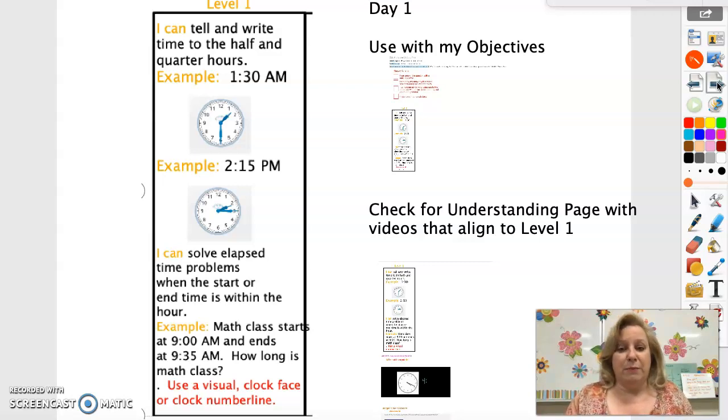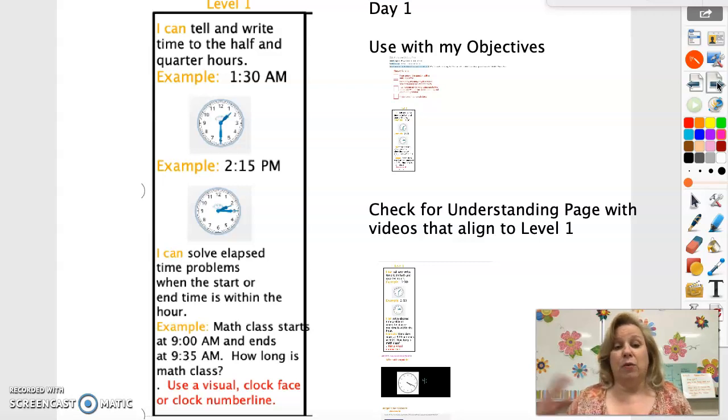And again, I use it with my objectives, and then I use it for my last page or my closing of my lesson for checking for understanding. And if they're at a level 1 and they're understanding maybe part of this, I would have a video to reinforce what part they may need a little extra help with. And then if they just need some practice, I usually go to iReady and I pull those videos for that lesson so that they can practice.